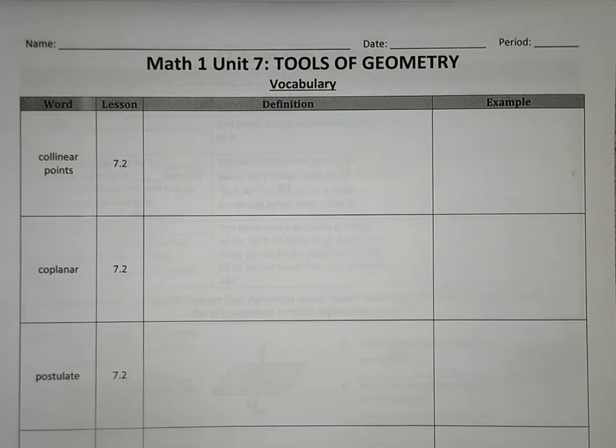Okay, so today we're going to start Unit 7. We're skipping 7.1, so we're just going straight into 7.2 because 7.1 is a review of very easy concepts that you do in 7th grade that we're not going to worry about. So for 7.2, we have 3 vocabulary.